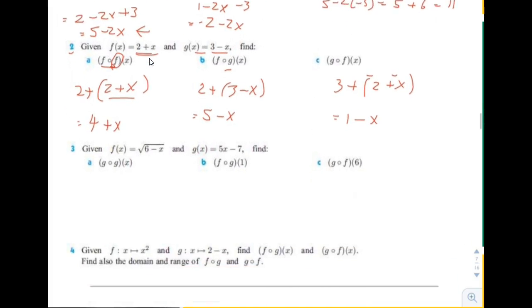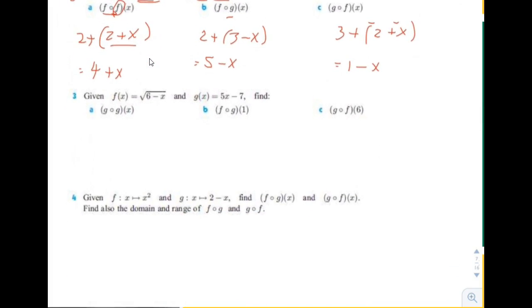Okay. Number 3. Given that f of x is the square root of 6 minus x, and g of x is 5x minus 7, find g follows g. So first is g. G is 5x minus 7. And then we plug that into the input of g, and we'll get 5 times something minus 7. And then we're going to simplify. 25x minus 35 minus 7 is 25x minus 42.